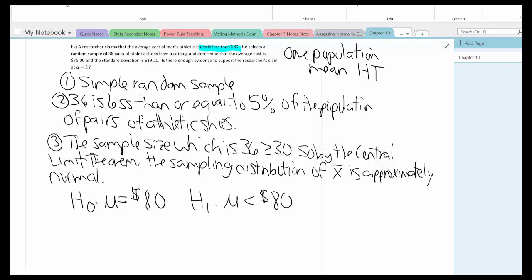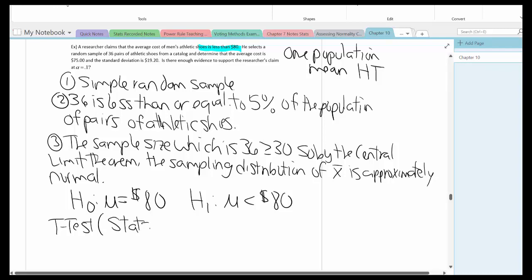Okay, let's write out on the paper what we're going to be doing in the calculator. So, it is a t-test. Okay? It'll be stats. Start off with the population mean, which is 80, comma. We'll now go to the sample mean, which is 75, comma, the standard deviation, comma, the number that's in the sample, that's 36, comma, mu is less than mu sub 0.